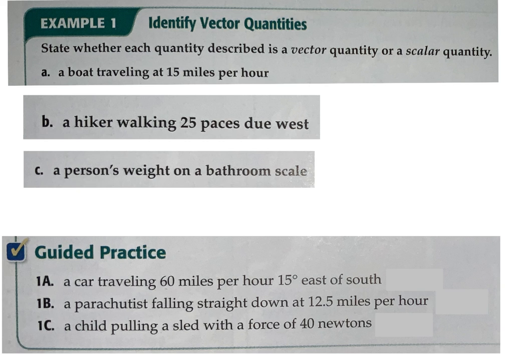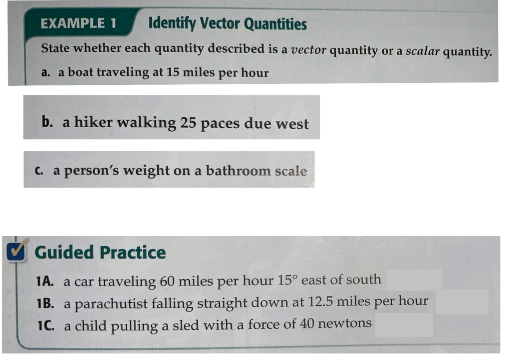No. This is scalar, right? All they told us was how fast it was traveling. Now, legitimately, it's traveling in a direction, but this particular problem did not have anything to do with direction. It just told us how quickly it was traveling. B, a hiker walking 25 paces due west. Is this a vector or a scalar? Vector. They told us the pace at which this person was traveling and the direction that they were traveling. This is a vector.